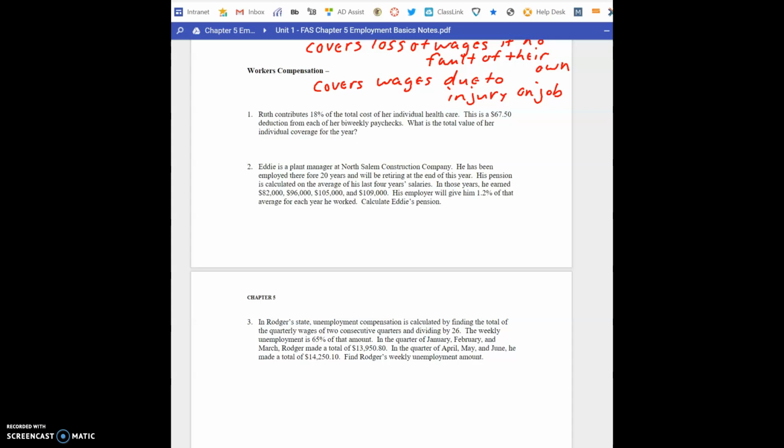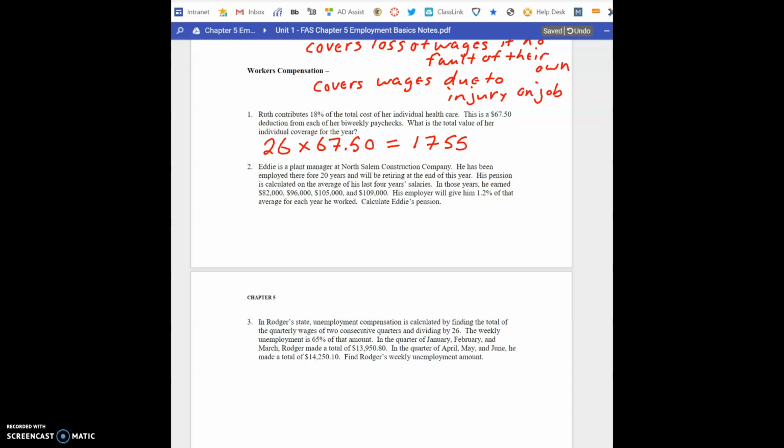Question 1. Ruth contributes 18% of the total cost of her individual health care. This is a $67.50 deduction from each of her bi-weekly paychecks. What is the total value of her individual coverage for the year? Bi-weekly means 26 pays, and each pay, $67.50 comes out of her paycheck. That gives you a total of $1,755 for her health care.